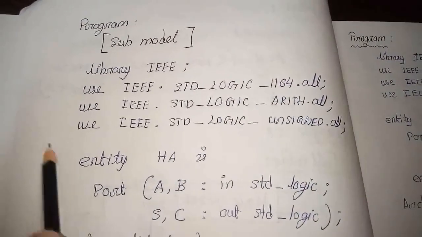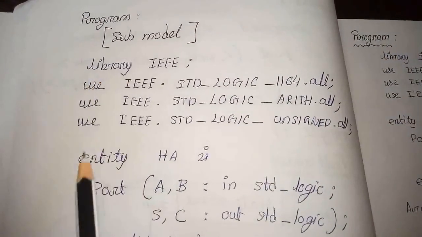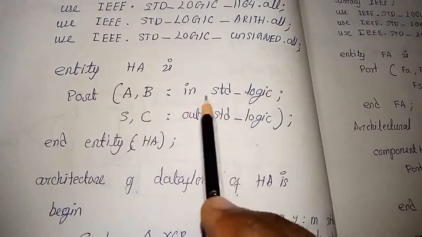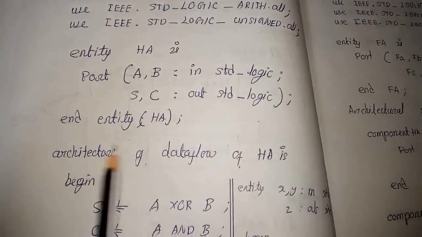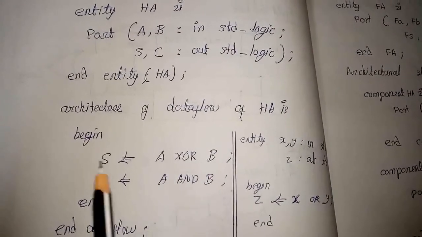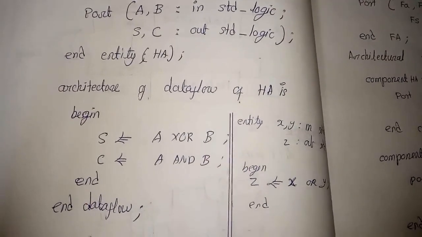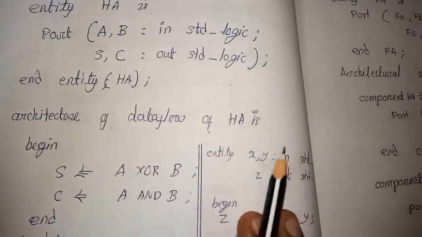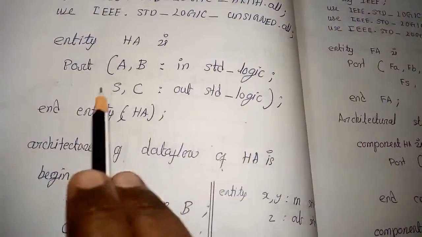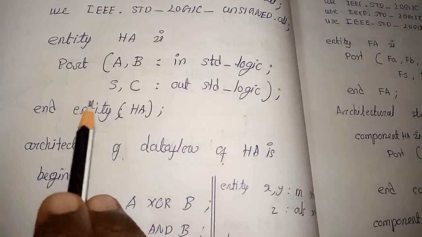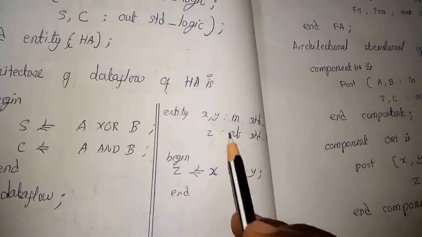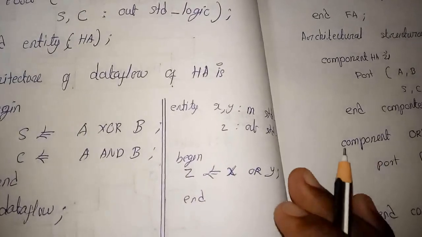First you call all your library files. Then we declare the entity with A, B as std_logic inputs, and sum and carry as outputs. This code should be implemented through data flow modeling: S equal to A XOR B and C equal to A AND B, and end entity. In the same way you implement the OR operation. First write all library code, with inputs X and Y as std_logic, and Z as output std_logic, then the architecture and end architecture.